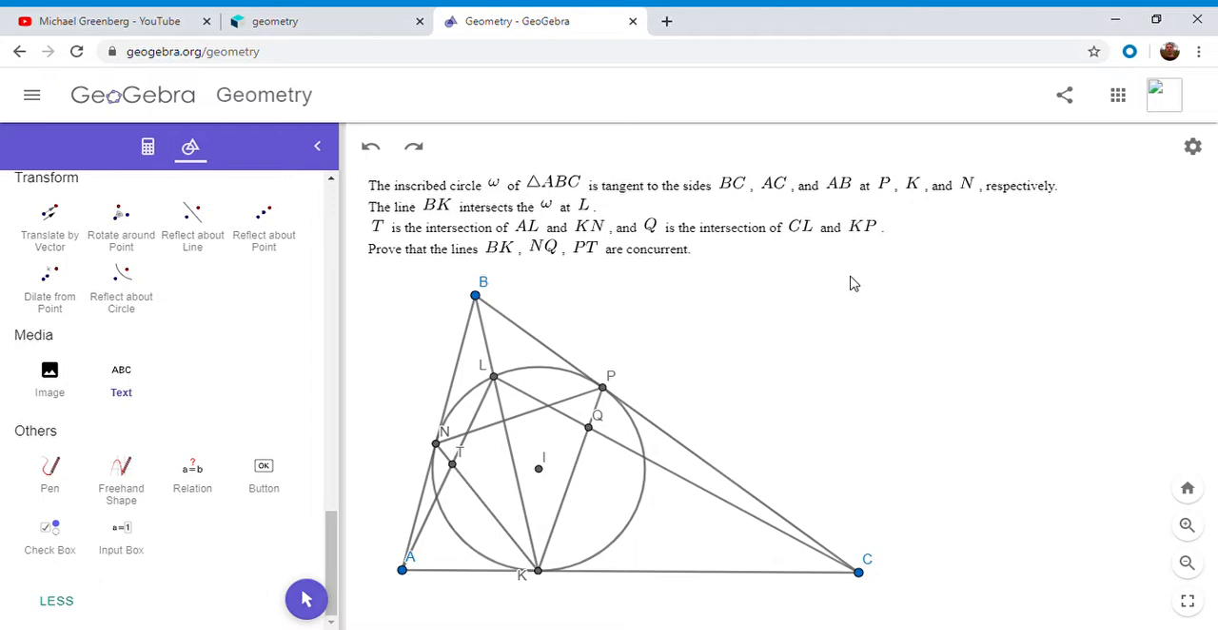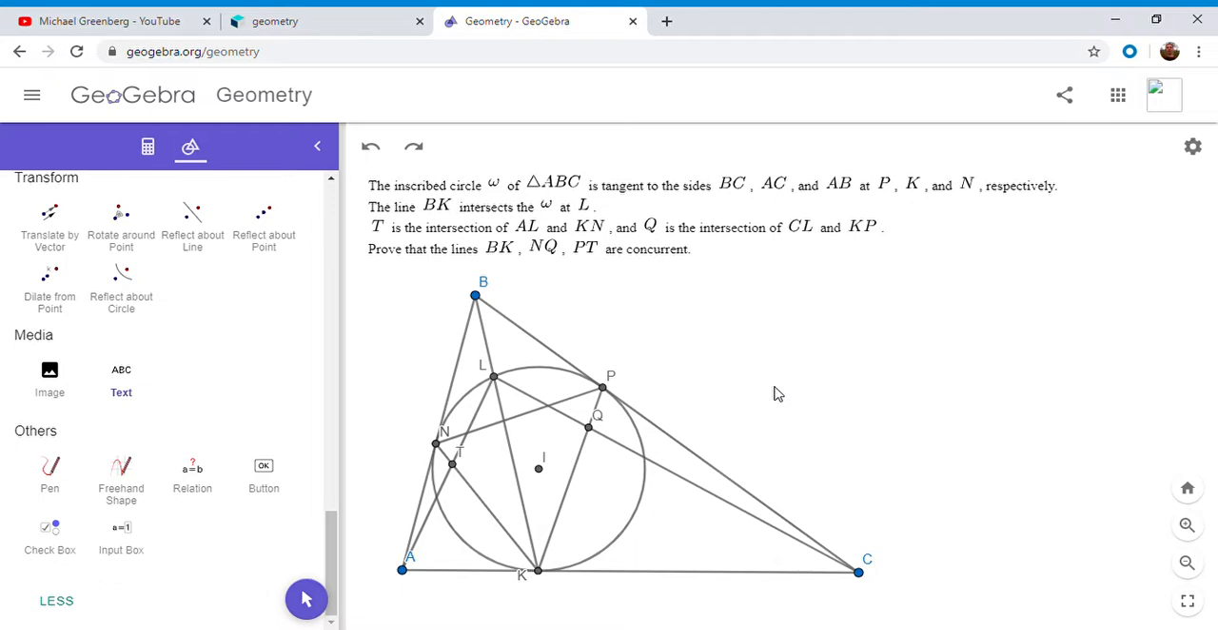In triangle ABC, we have an inscribed circle, omega, and it's tangent to the sides BC, AC, and AB at P, K, and N. BK intersects the circle at point L. T is the intersection of AL and KN, and Q is the intersection of CL and KP. And we want to show that BK, NQ, and PT are concurrent.